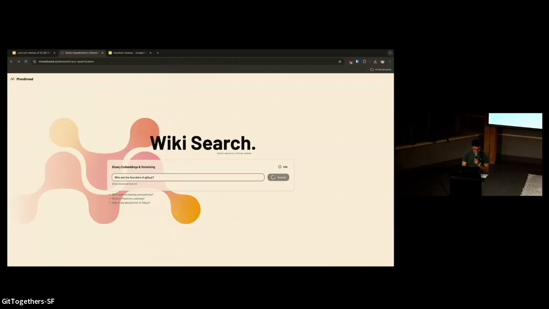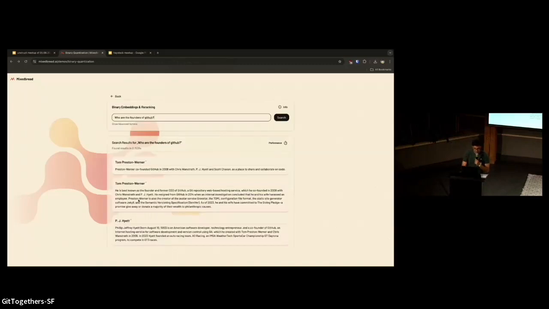And for example, we have this cool query: who are the founders of GitHub? It needs a bit, then you can see Tom, Fritz, and Werner. I Googled it, makes sense, it's right, so you can also double check. As you can see, it's roughly 150 milliseconds real search time you're getting, plus re-ranking. And that's just hosted on a $20 machine in Germany.